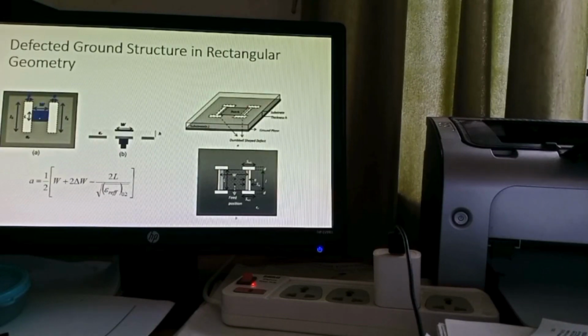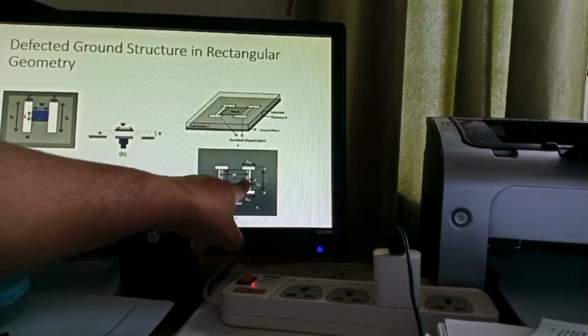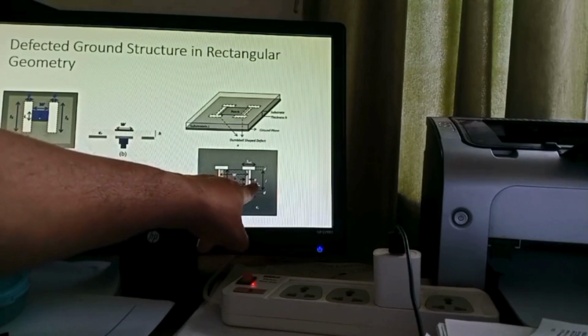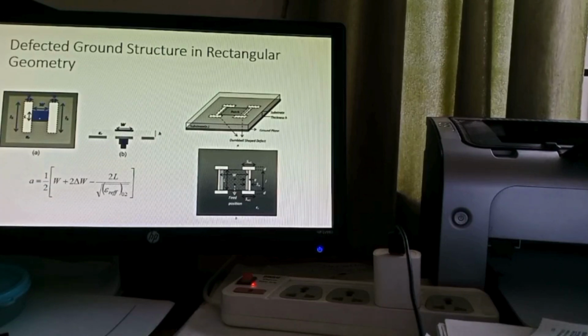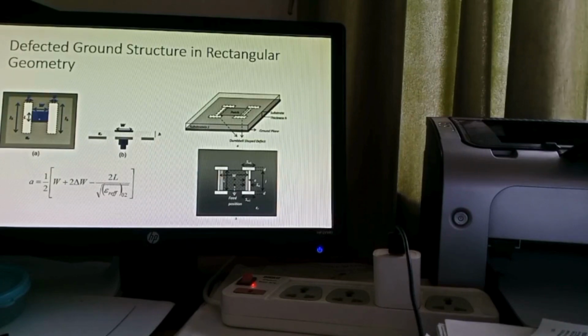And what I said at the very beginning, that is defected ground structure, it was proposed for circular polarization by other scientists, but in rectangular geometry we have done. This is the slot DGS and this is the dumbbell shaped DGS. Here you see how much it will be penetrating beneath the patch, that is A, and A can be formulated like this. You can get it in IET Microwaves, Antennas and Propagation 2017 or something like that. So with my name you search, you can get it.